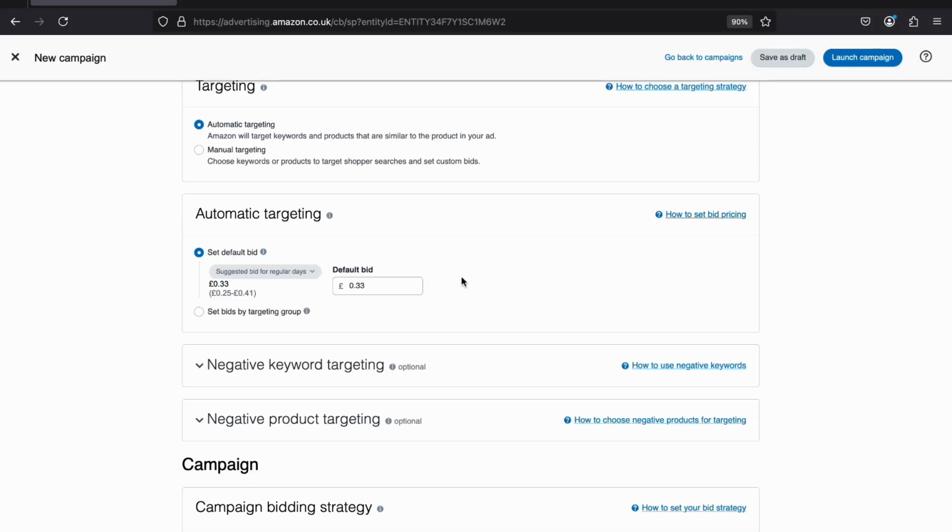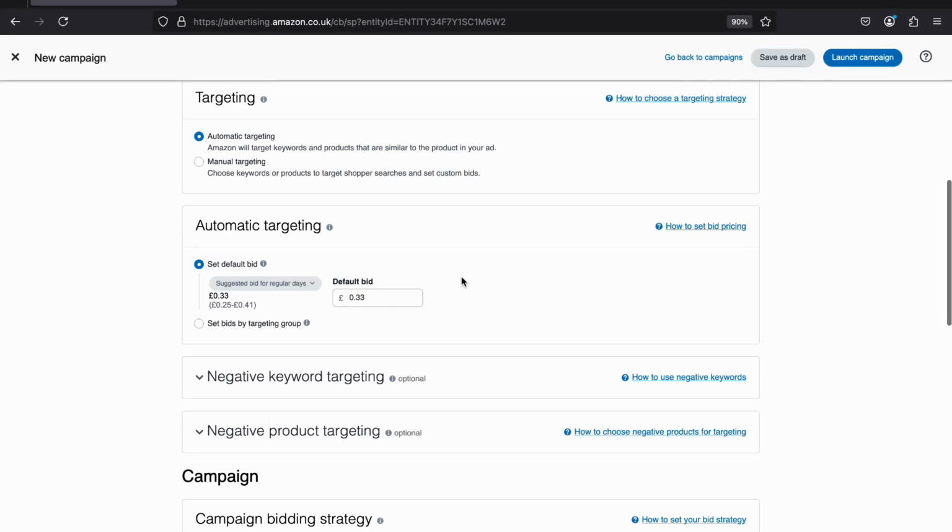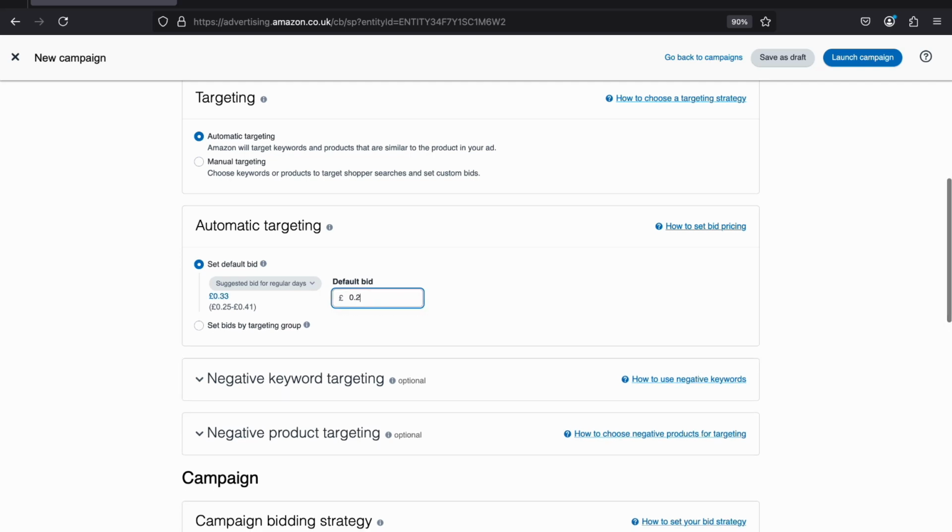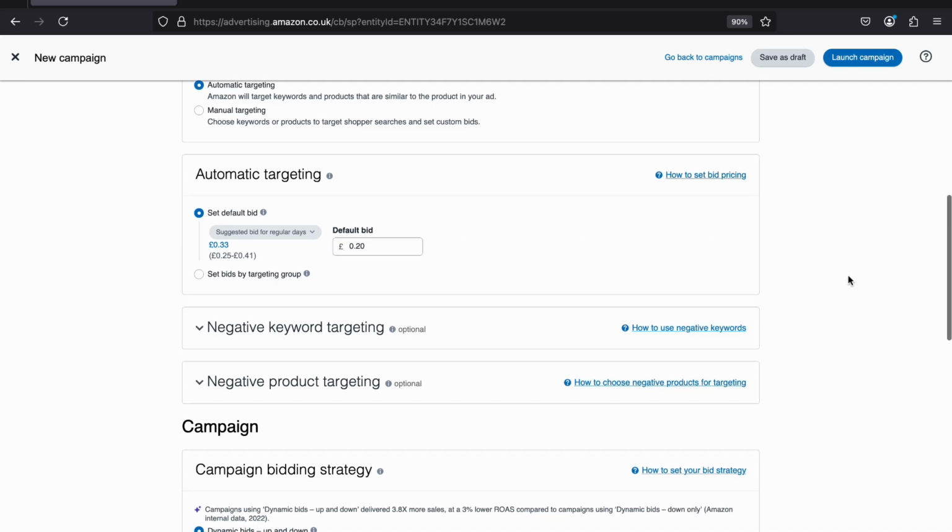Now, again, I would generally take this suggested bid with a pinch of salt, and you can just try and test out different bids for yourself. So let's just say for the example of this book, I made £2 royalty per sale. So if I wanted 10 clicks before my ad becomes unprofitable, I'm going to put my default bid as 0.2 or 20p, and that's what my default bid is going to be.